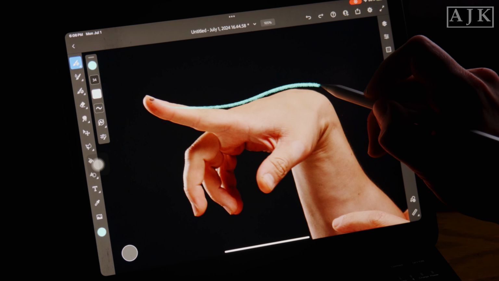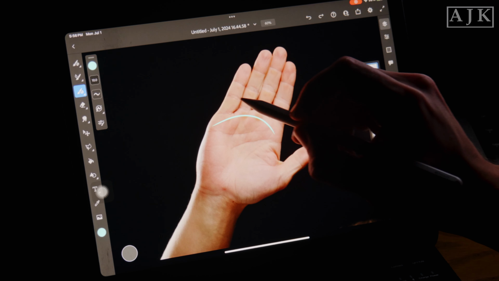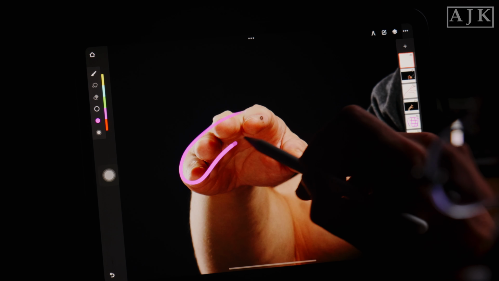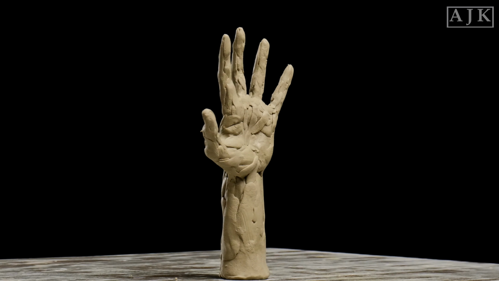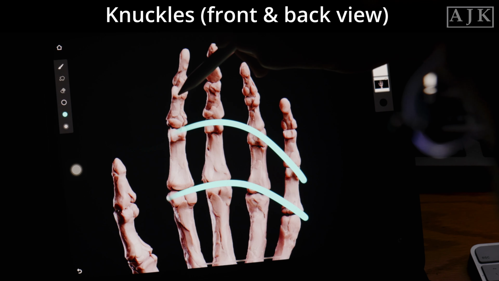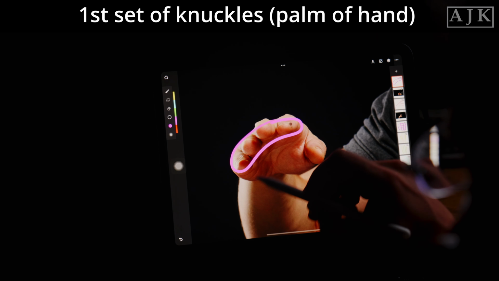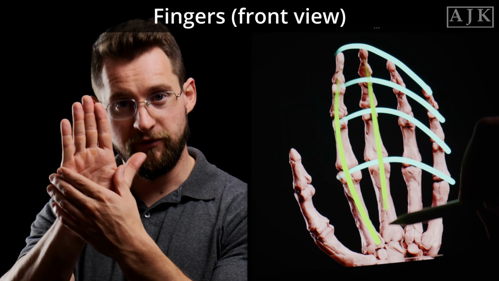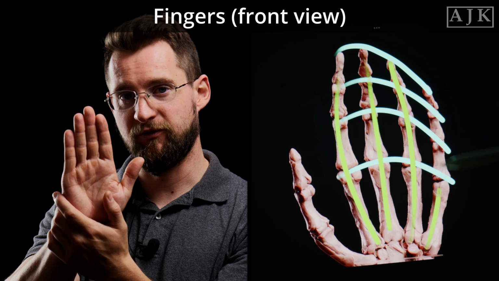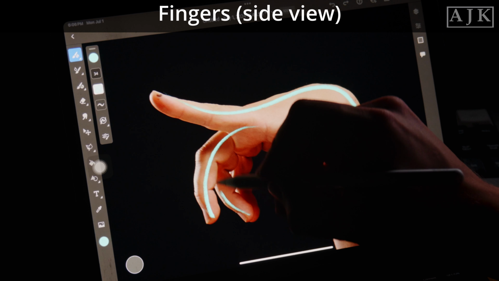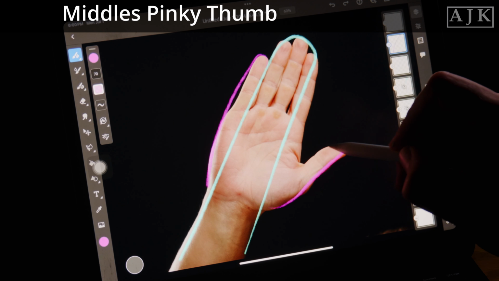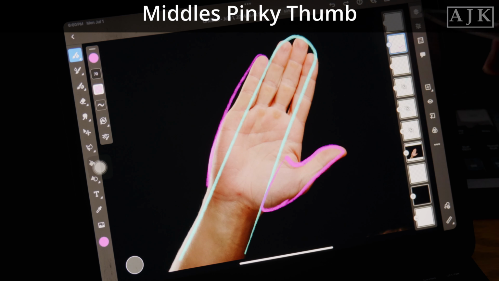If we're not conscious of these rhythms and gestures, it can be very difficult to represent the hand in a natural-looking way. There are 5 rhythms that you should be aware of and look for when you're representing the hand. These are the rhythm of the knuckles, the rhythm of the first set of knuckles when you're looking at it from above, or the rhythm of the palm, the rhythm of the fingers as they move towards the tips of the fingers, the rhythm of the fingers and thumb from the side view, and the rhythm of middles, pinky, thumb as a way of simplifying and understanding the pose of the hand. Now let's dive a little bit deeper into each of these 5 rhythms.